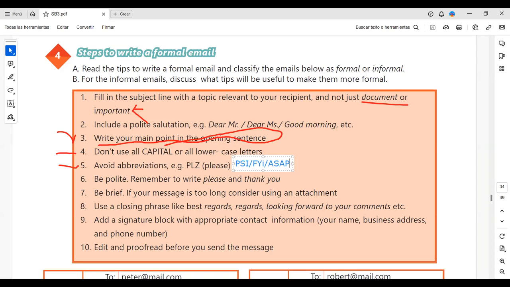Okay, so what is the meaning for ASAP? We say ASAP. As soon as possible. What does it mean in Spanish? Tan pronto sea posible. In English, it is as soon as possible. Right? So, we have another one.